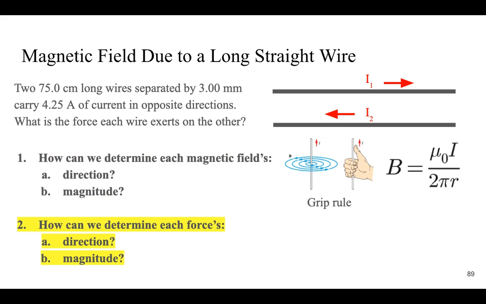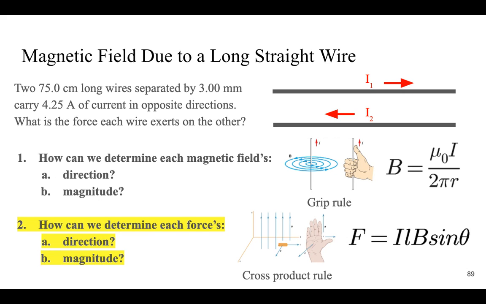So how can we determine each force's direction? The grip rule gave us the direction of the magnetic field. What rule gives us the direction of the forces? Yeah, the cross product rule. And how can we figure out the magnitude? Well, this is a formula we had before.